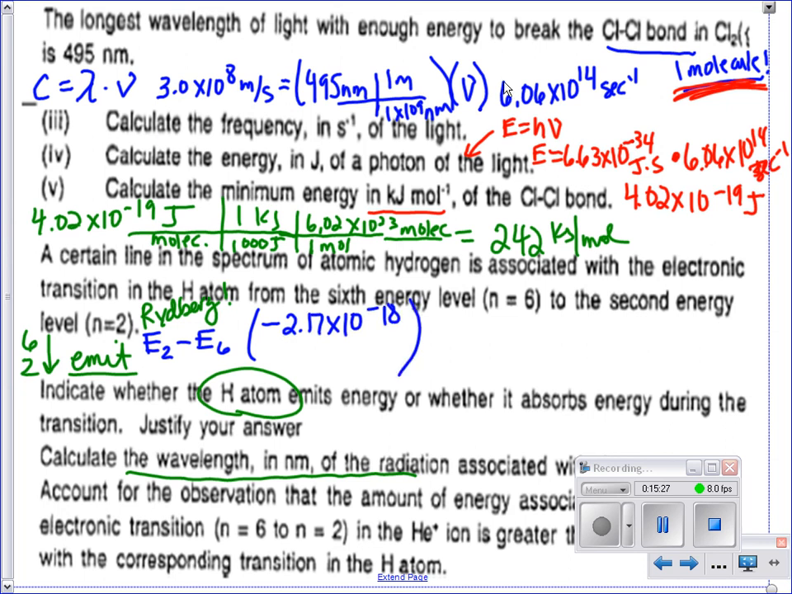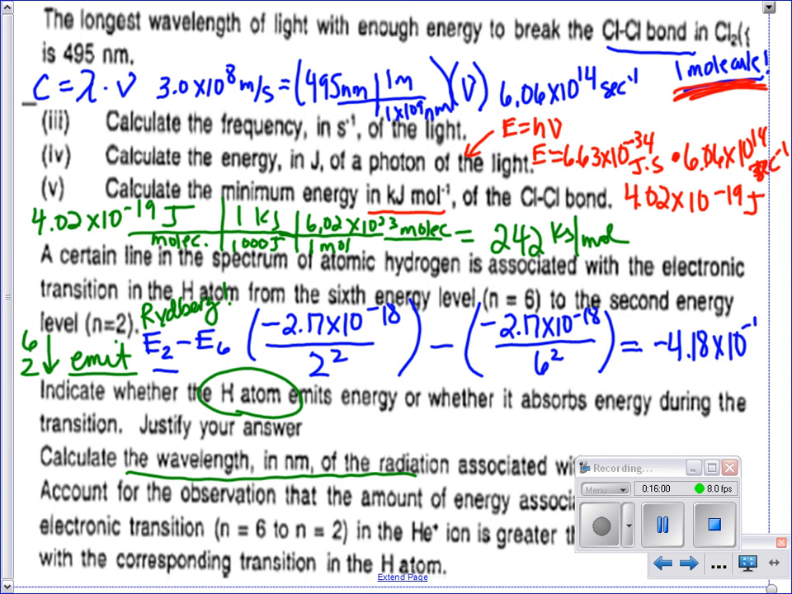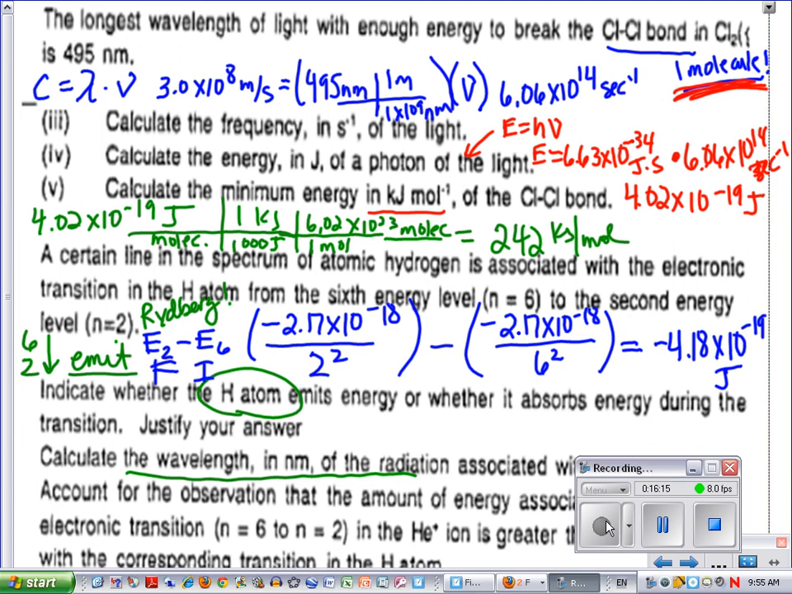Obviously, I don't have it memorized. Final minus initial. So what was the final state? 2, and we square it, minus negative 2.17 times 10 to the negative 18th, an initial 6 squared. When you do that math, you end up getting an energy of negative 4.18 E negative 19, and this is in joules. It makes sense that it's negative because it's going from level 6 to 2, so it has to be negative because it's emitting that energy. So this is 4.82 times 10 to the negative 19th.